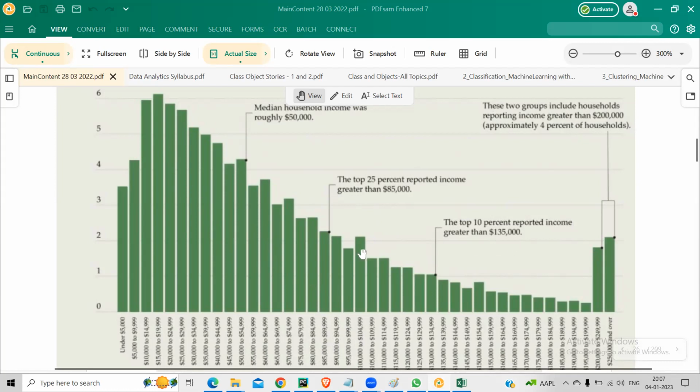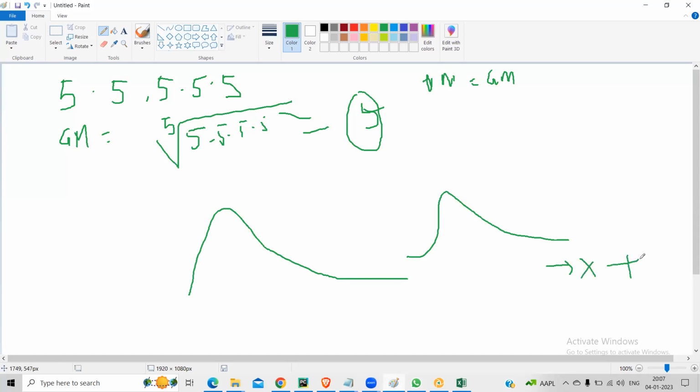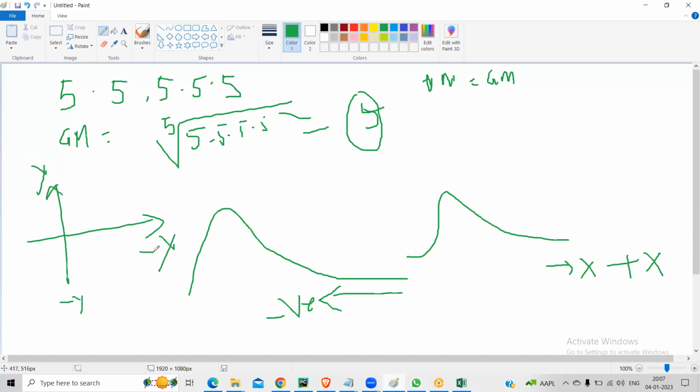Positively skewed means most of the data is on the left side, and there is a tail. If you remember, I drew you a tail like this, correct? If the tail is going along the positive x-axis, this right side is positive x, isn't it? Left side is negative x. When you look at the quadrant, this is the x-axis, this is your y-axis. So this is positive y, this is negative y. This is positive x, this is negative x. So the tail is going towards the right side, which means positive x-axis. This is how you remember.